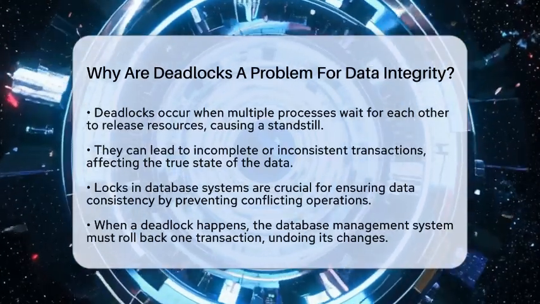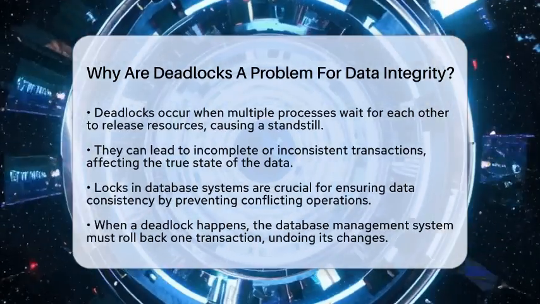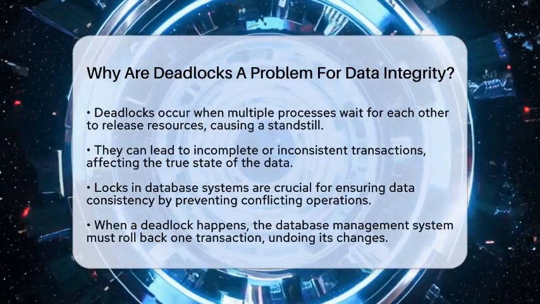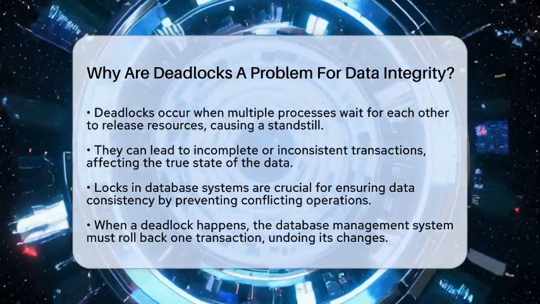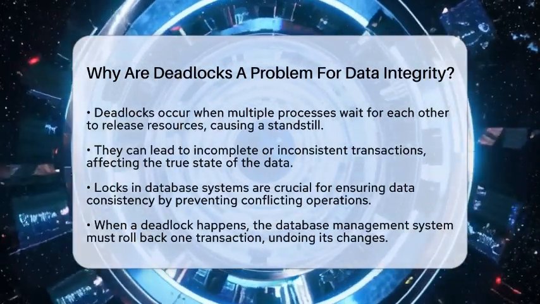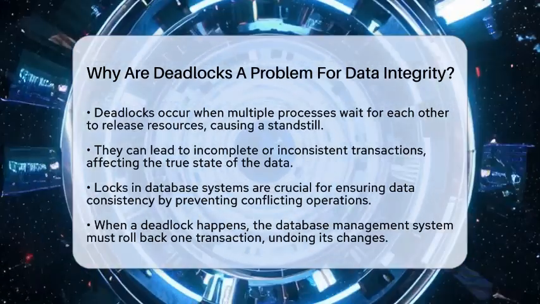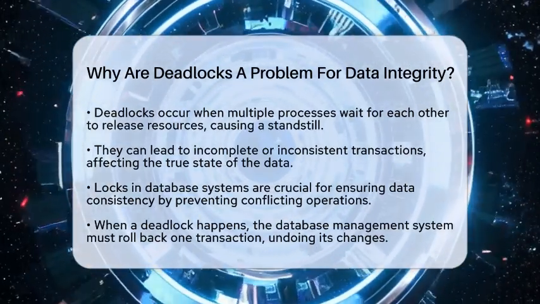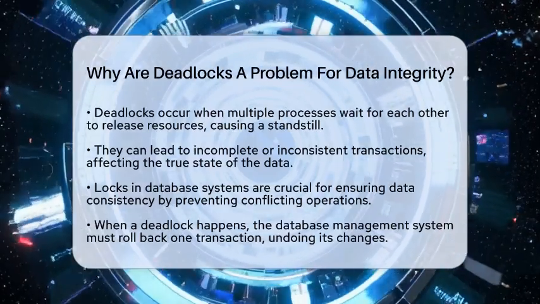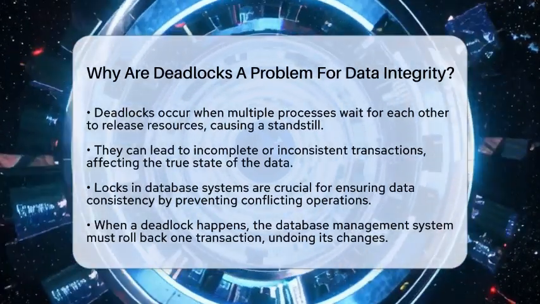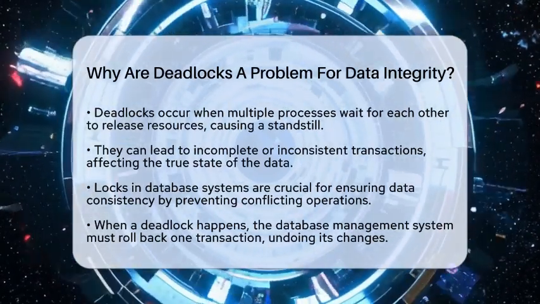Deadlocks happen when two or more processes are waiting for each other to release resources, causing them all to be stuck. This situation can lead to serious problems for data integrity. When deadlocks occur, transactions can become incomplete or inconsistent. This means that the data might not reflect the true state of the system.